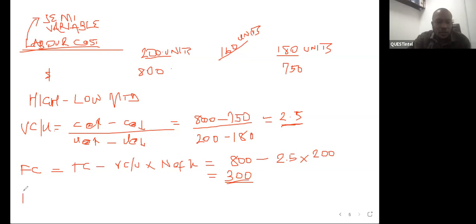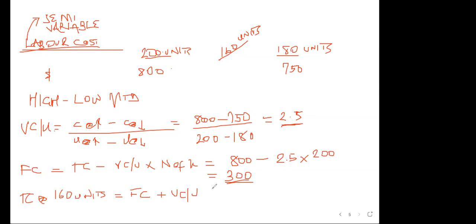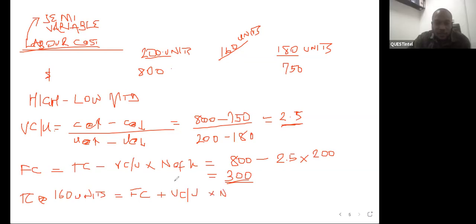So therefore, our total cost at 160 units now. Our total cost at 160 units will be the fixed cost plus the variable cost per unit multiplied by the number of units. So remember that this part is total variable cost, and this is fixed cost.